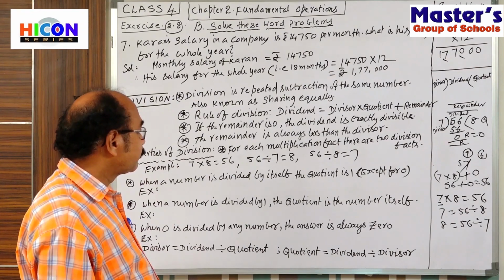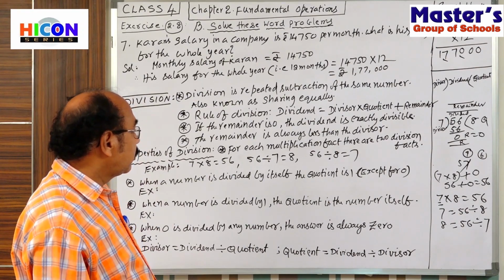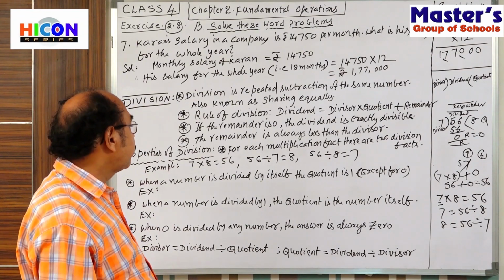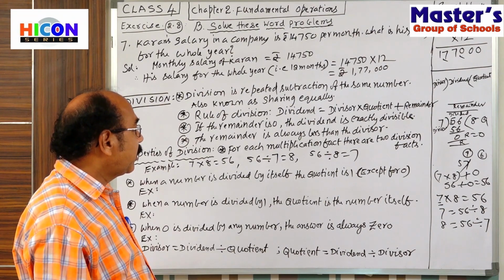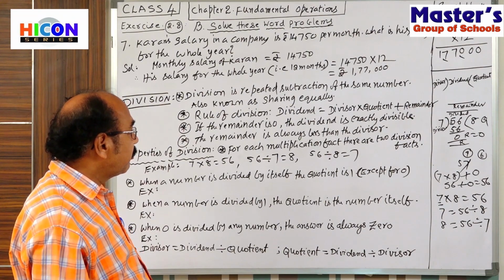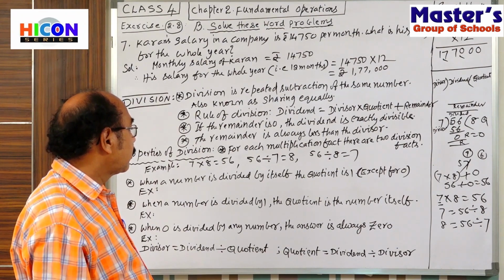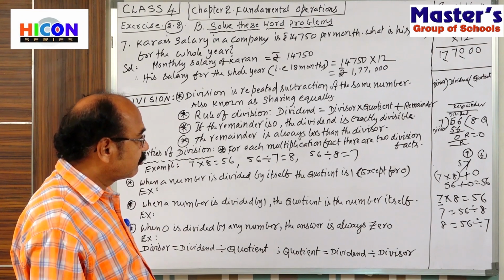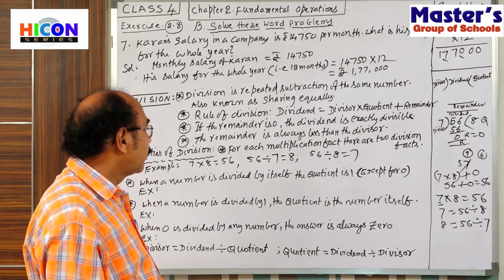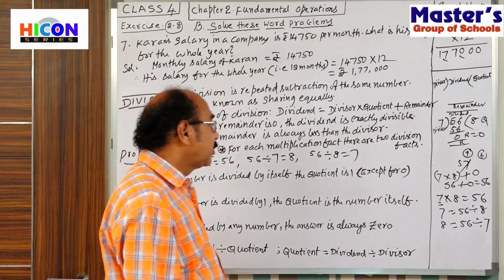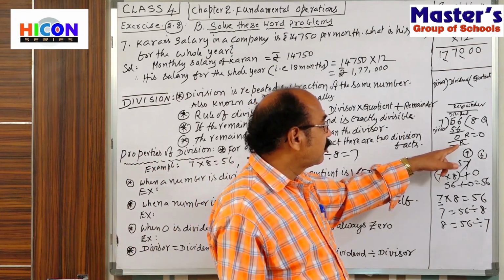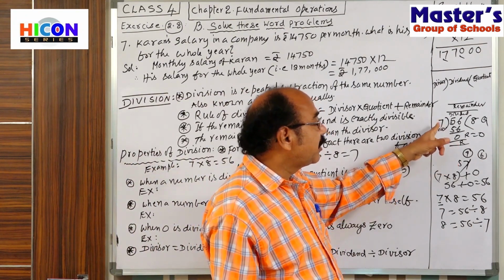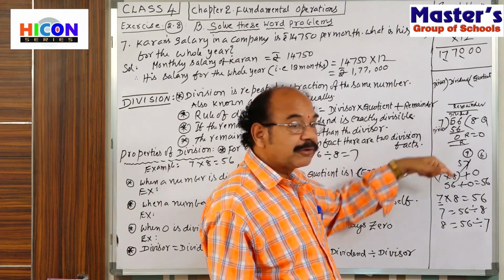Okay, children. And you can observe one more point. In the division work, the remainder is always less than the divisor. Here, what is the remainder? 0. It is always less than the divisor. Divisor is 7, remainder is 0, less.